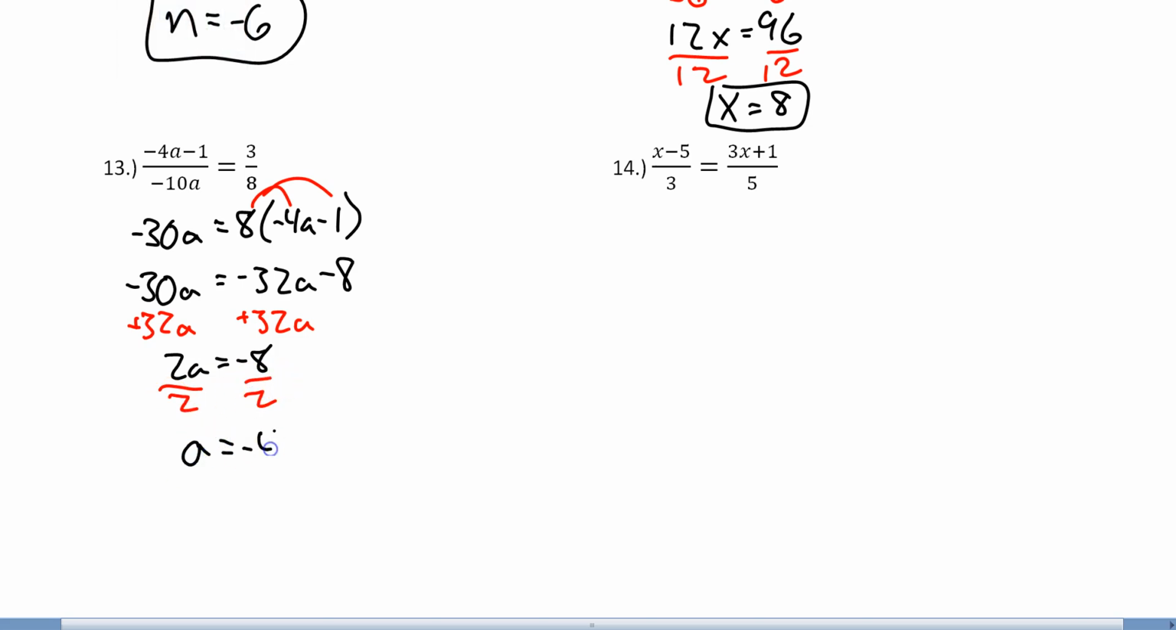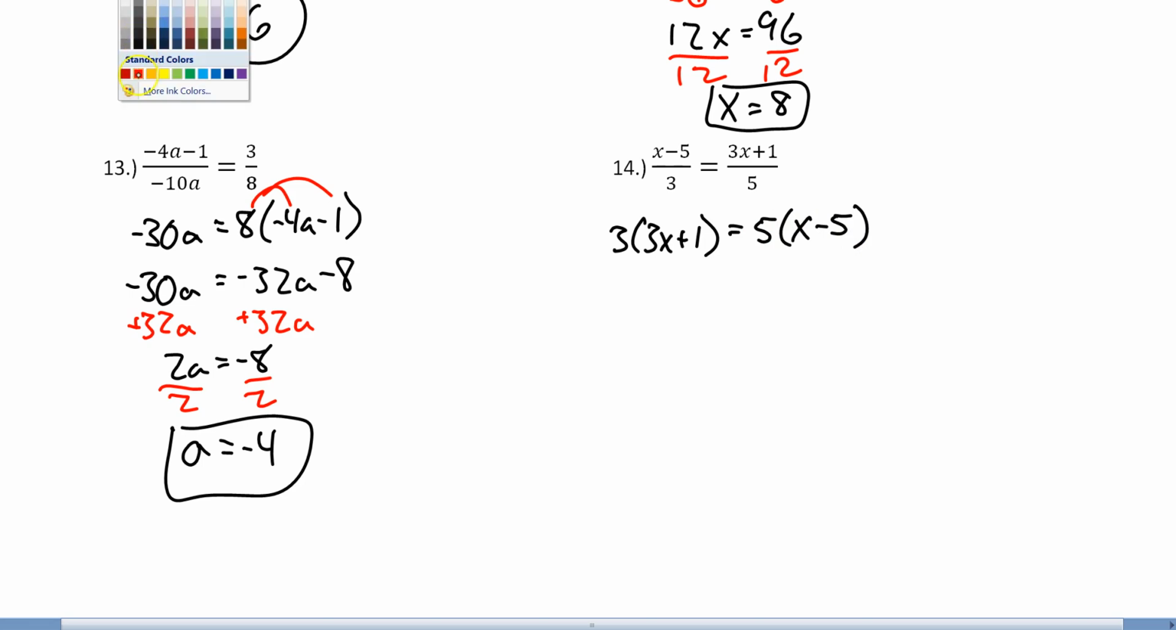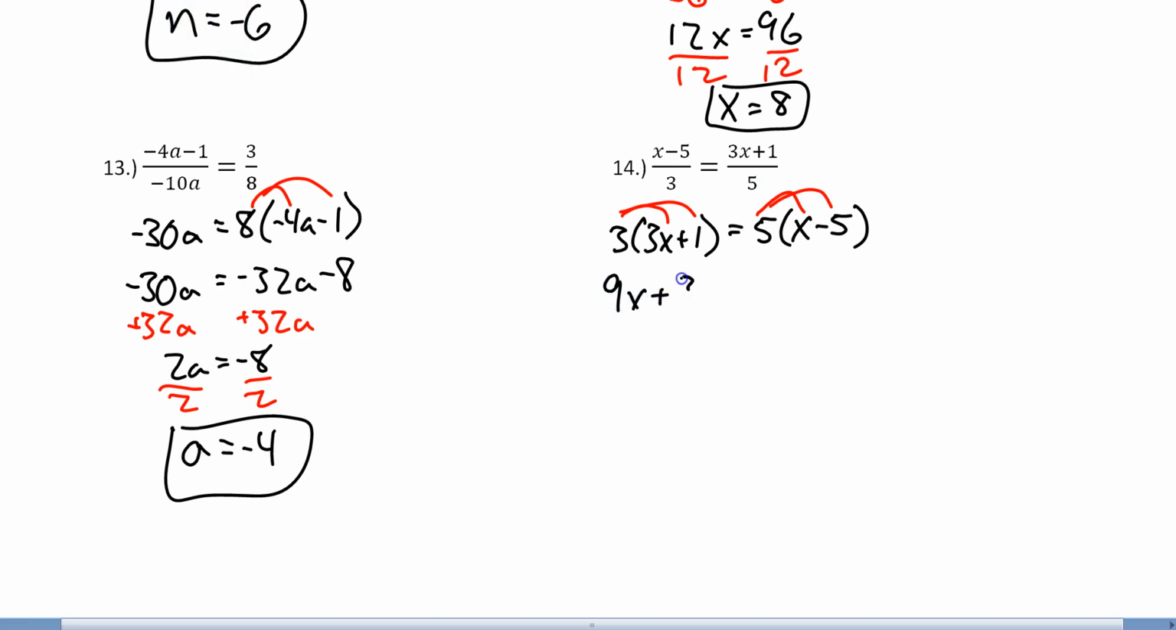So a equals negative 4. And again, any one of these we can plug back in and check them. This one, 3 times 3x plus 1 will equal 5 times x minus 5. Again, I just show that step and say, all right, now I'm going to distribute. I save that distributing for the next step because I don't want to make any silly mistakes here. So I get 9x plus 3. Over here I get 5x minus 25.